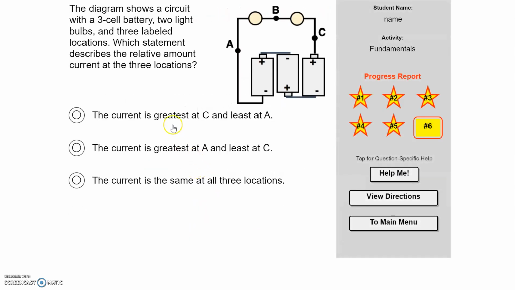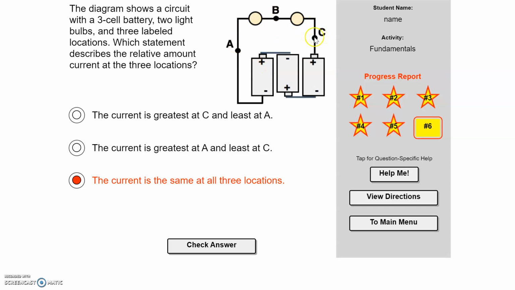Last one. The diagram below to the right shows a circuit with a 3-cell battery, 2 light bulbs, and 3 locations. Which statement describes the relative amount of current at the 3 locations? Okay, so again, the current has to be the same everywhere. So anything talking about the current being different is not correct. So it's not the greatest at C. It's not the greatest at A. It is the same. Why? Because there's only one pathway to follow.